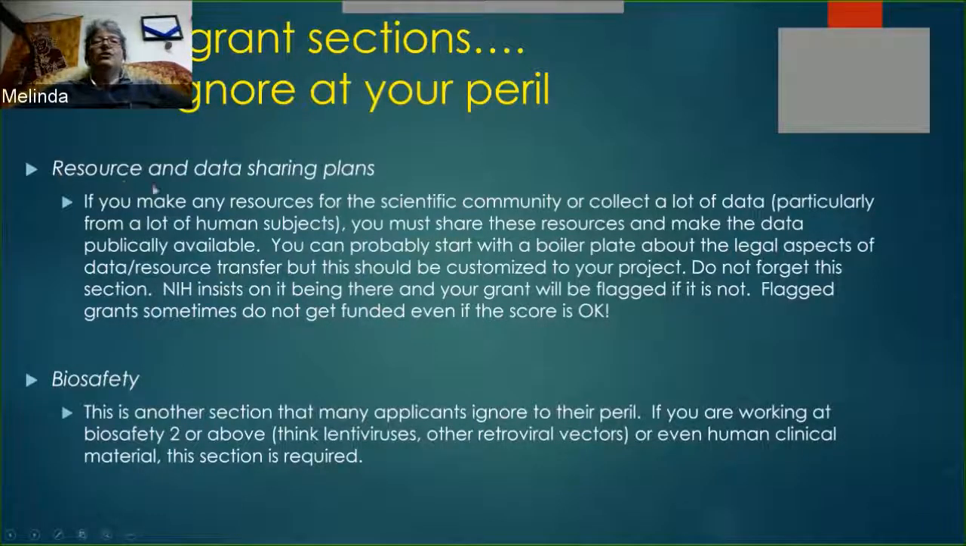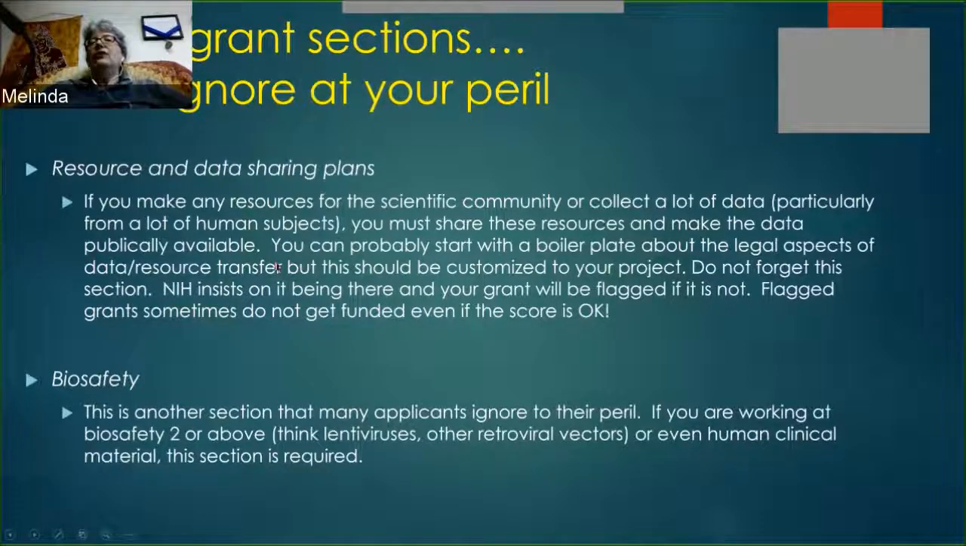One is the resource plan. So this is if you're making antibodies, if you're making genetically modified animals, if you're collecting a lot of data, particularly large-scale data from human subjects, there's a rule that you must share those created resources and make that data publicly available. Now, you probably can find a boilerplate for this about the legal aspects of data and resource transfer.